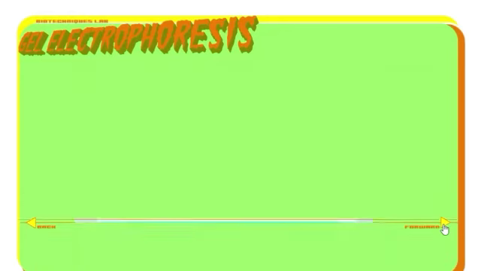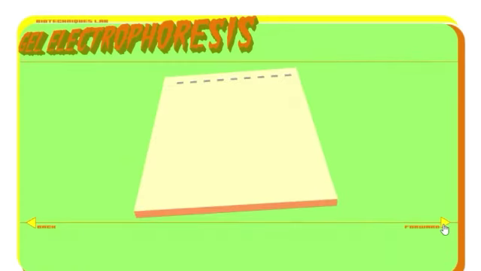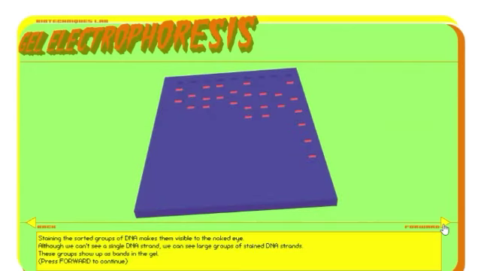We also have to take note that staining the sorted groups of DNA makes them visible to the naked eye. Although we can't see a single DNA strand, we can see large groups of stained DNA strands. These groups show up as bands in the gel.